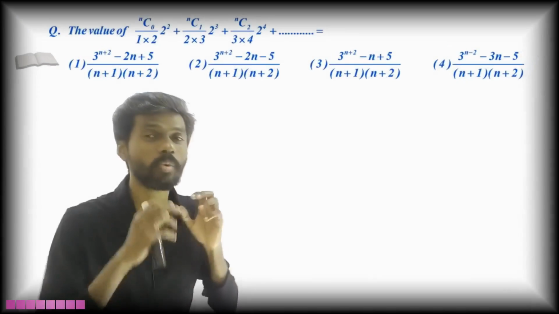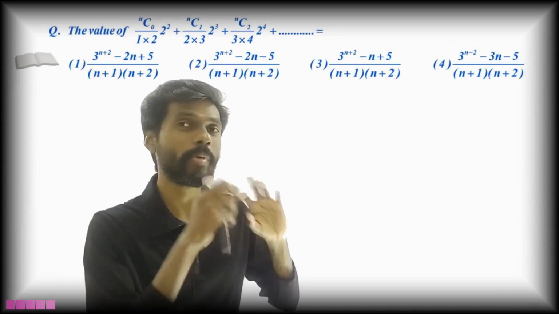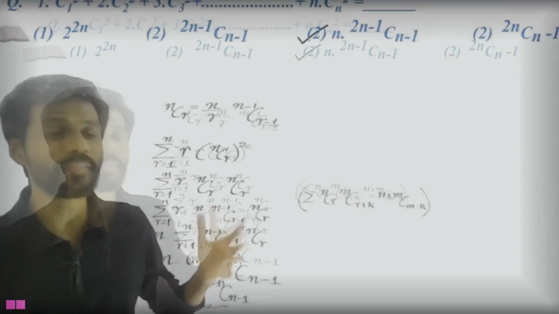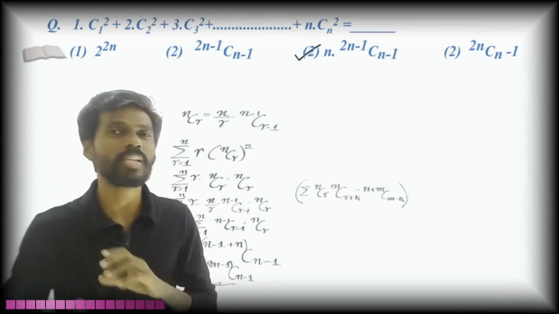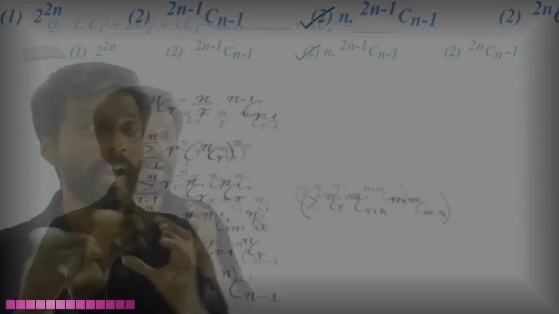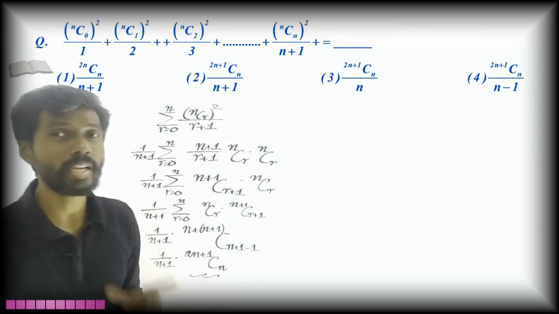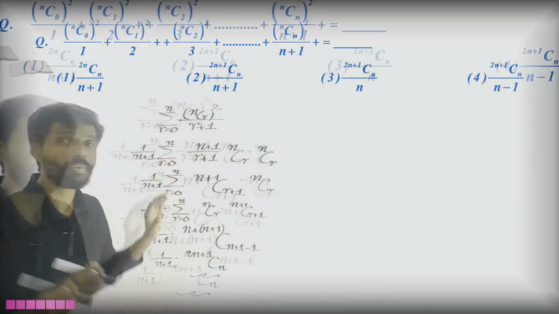In the last case, we multiplied 1 plus x to the power n with itself. Here, the squares of the binomial coefficients. We have also seen many combinations, right? Like binomial coefficient. You can also use the integration method to do this question. So that will be more complicated, right?